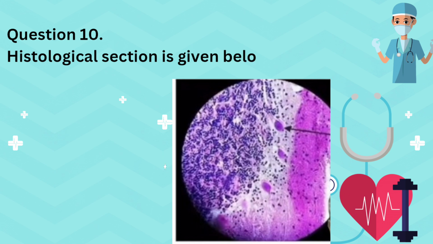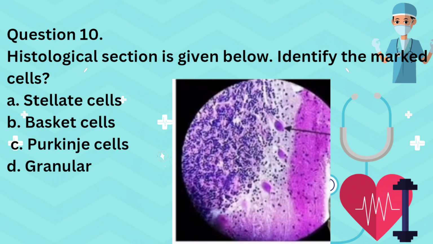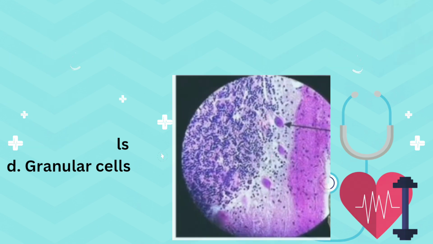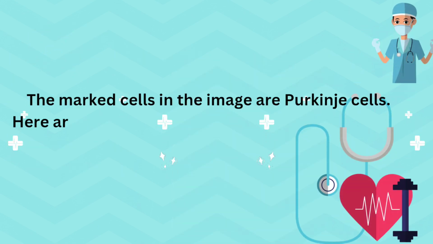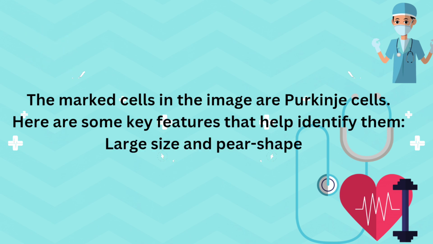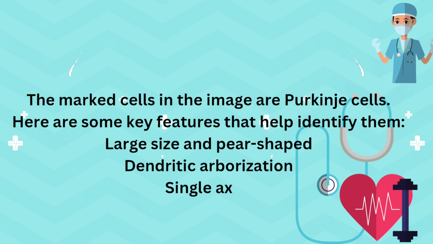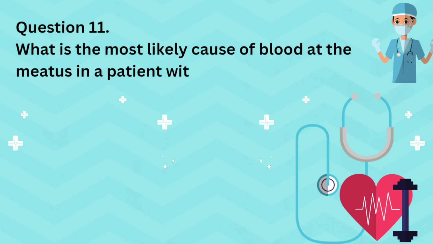Question 10. Histological section is given below. Identify the marked cells. A. Stellate cells. B. Basket cells. C. Purkinje cells. D. Granular cells. The marked cells in the image are Purkinje cells. Here are some key features that help identify them. Large size and pear-shaped. Dendritic arborization. Single axon.